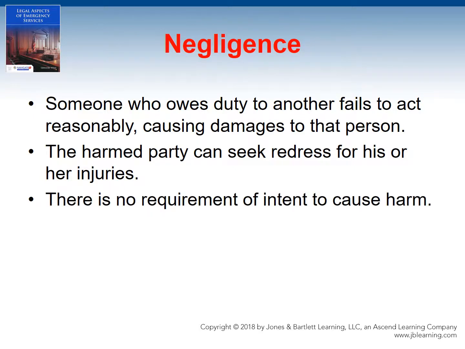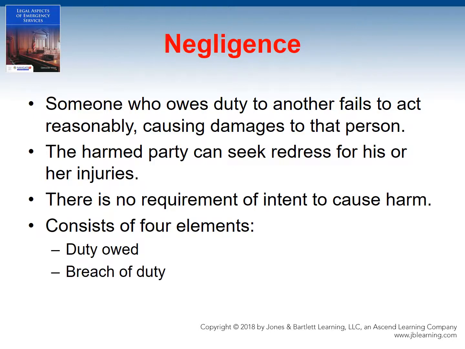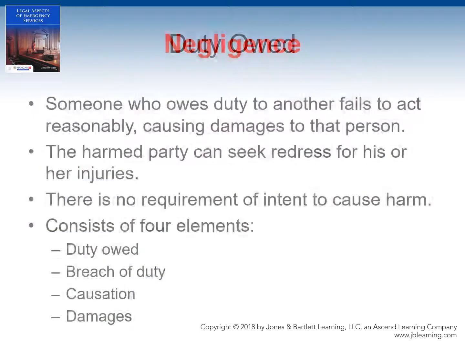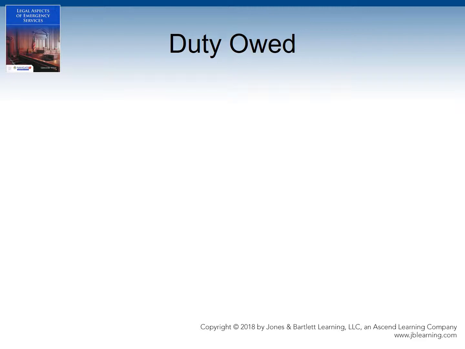Again, there is no requirement that the negligent actor intend to cause harm. While some textbooks list anywhere from 3 to 7 elements that give rise to negligence, this particular textbook denotes 4 elements to the civil tort of negligence. A duty was owed, there was a breach in that duty, causation, meaning the breach caused the harmed party's injuries, and damages. The first element of negligence, duty owed, is where we will begin our discussion.